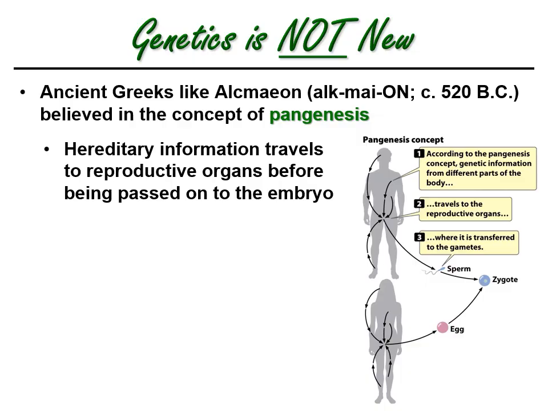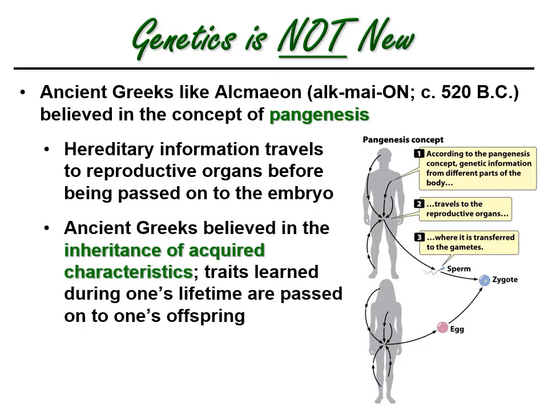Oh, I don't want to start this slide over and re-record. So, at least I caught myself there. Anyway, so hereditary information travels to reproductive organs before it's passed on to the embryo. That would be pangenesis. And so ancient Greeks believed in the inheritance of acquired characteristics. Pangenesis is the inheritance of acquired characteristics. Traits learned during one's lifetime are passed on to one's offspring.